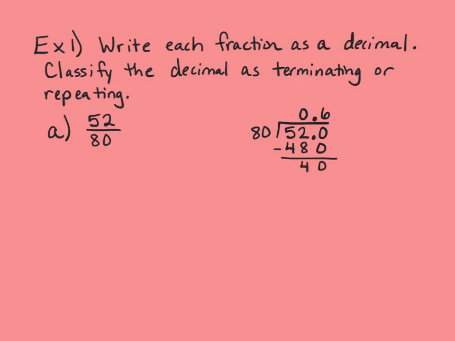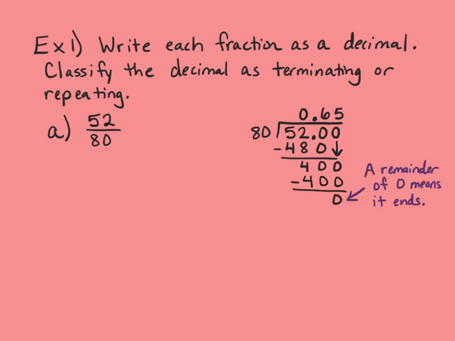I'm not finished. I still have a remainder, so I'm going to extend my problem out by adding a 0. And 80 will go into 400 5 times equally. We multiply back. 5 times 80 is 400. And we get a remainder of 0. So a remainder of 0 means that it ends. So which kind of decimal would end? Terminating or repeating?